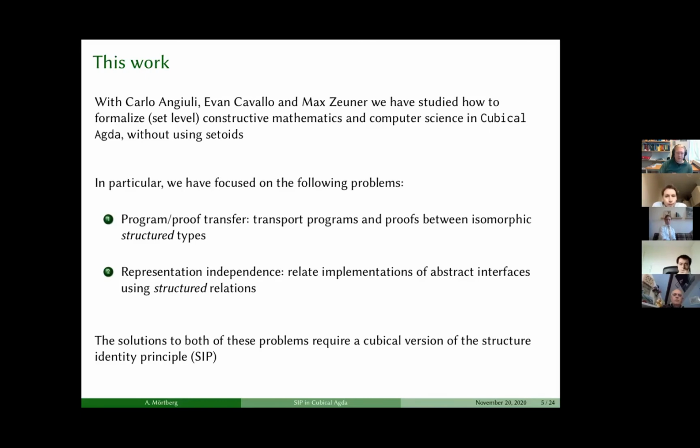Another problem is a classical computer science problem, the problem of representation independence. Typically you have some abstract interface, like an interface for finite multisets with some operations, and then you want to relate different implementations of this. We also looked at those kinds of examples. To solve both of these problems, we need some cubical version of the so-called structure identity principle. So that explains my title.